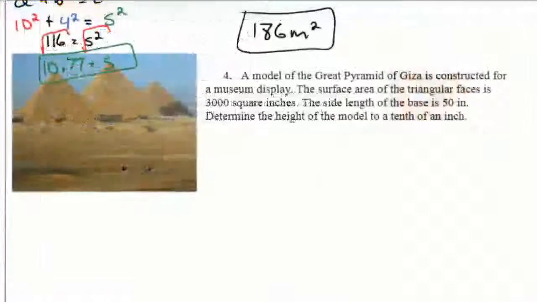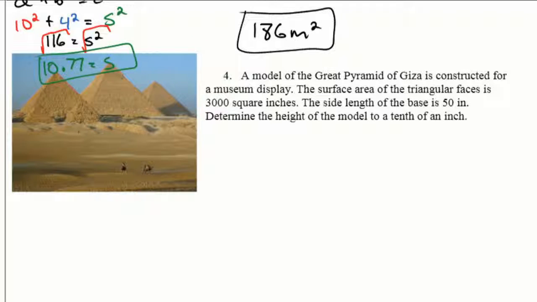A model of the Great Pyramid of Giza is constructed for a museum. The surface area of the face is 3,000 square inches. So we're dealing with units of square inches, which isn't a big deal. But just make sure when we get our solution at the end, it's going to be in square inches. The side length of the base is 50 inches. Determine the height of the model to the 1/10 of an inch.